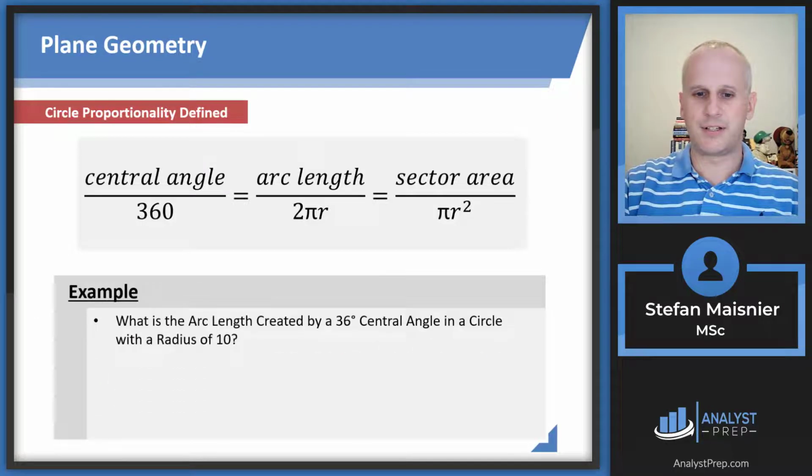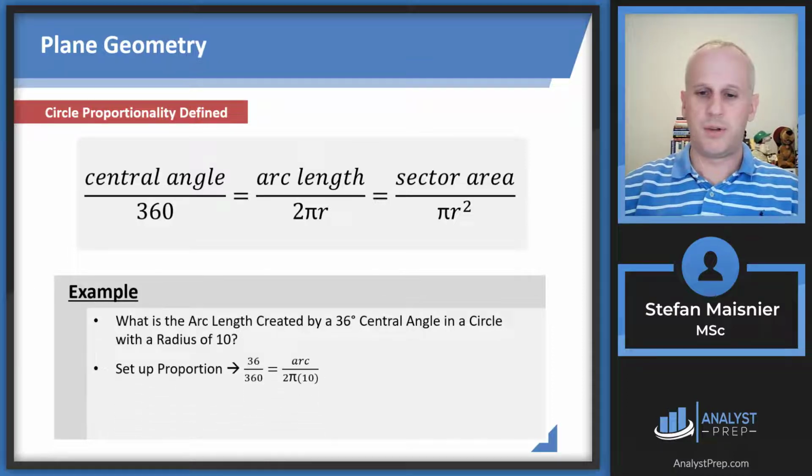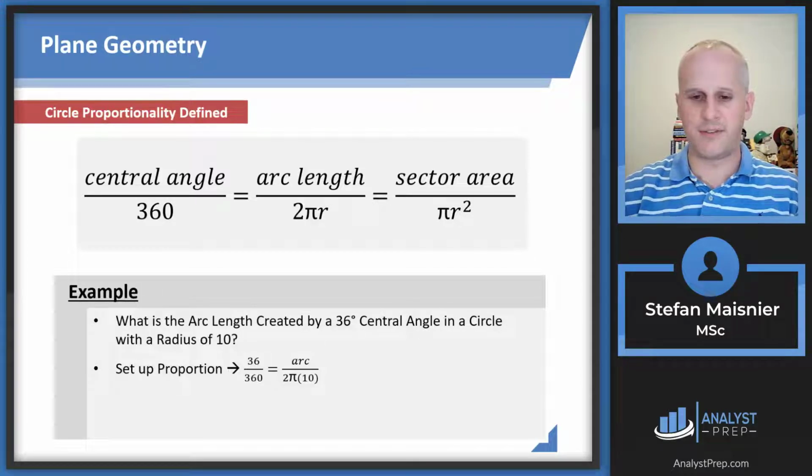So let's just take a look at an example. What would be the arc length created by a 36-degree central angle in a circle with a radius of 10? So we first just set up the proportion. We've got 36 out of 360 is equal to the arc length out of 2 pi times the radius we just found, out of 10.